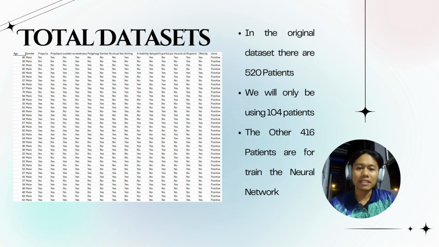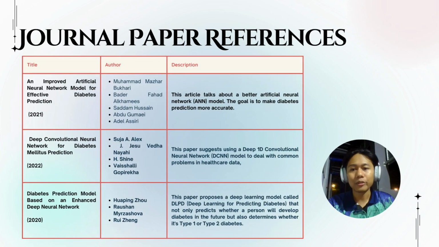For the datasets that we'll be using, in the original datasets, there are 520 patients. We will only be using 104 randomized patients for testing, and the remaining 416 patients will be used to train the neural network. Lastly, we will be talking about the journal paper references.